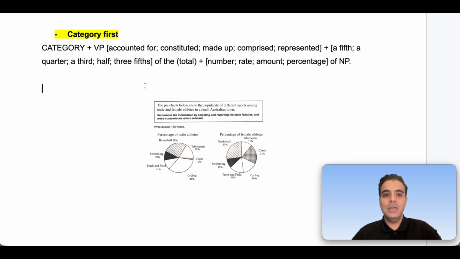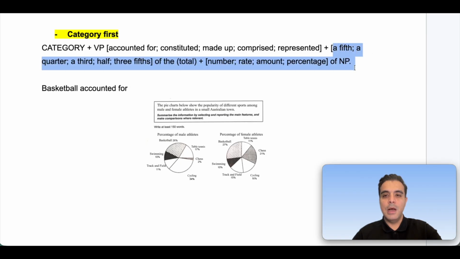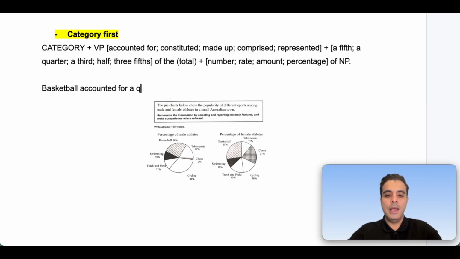So first of all, we need the category. So what is our category? The category is basketball. So I'm going to add basketball. Then I'm going to add one of these verbs here, right? I'll go with the first one, accounted for. Okay, and following this, I need to mention the specific proportion. In this case, it was a quarter. So basketball accounted for a quarter of the, now here, of the, I can add total, of the total, right?